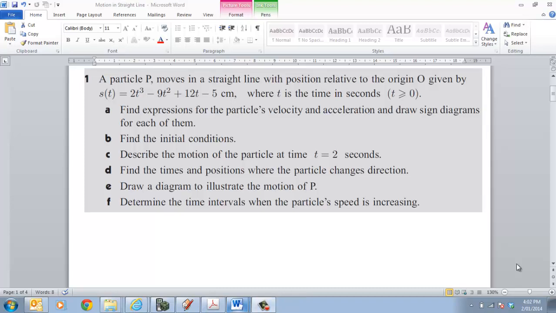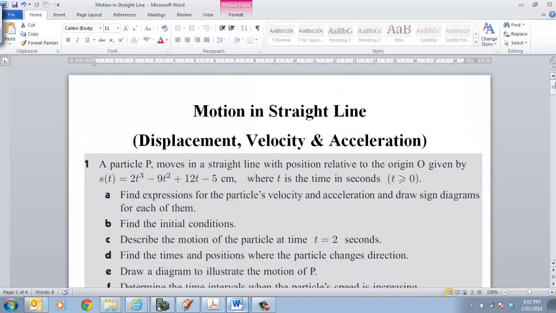G'day, Mr. Bennett here. Today we're going to be looking at the concept of a motion in a straight line, and what you'll need to do there is work out equations for displacement, which, in this case, is given to you. Then you take your first derivative, and that will give you the velocity equation, and if you do your second derivative, you get your acceleration. These questions sort of lead you through what you've got to do.